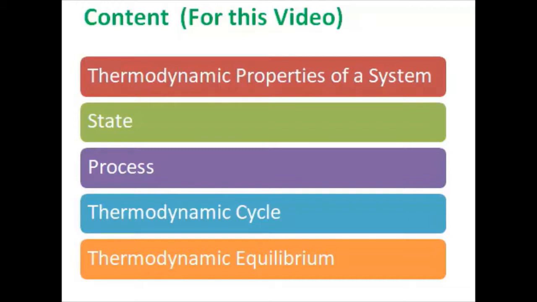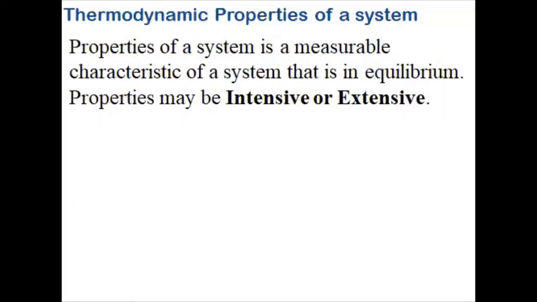So let's begin with the thermodynamic properties of a system. The properties of a system are measurable characteristics of a system that is in equilibrium. Every system has certain characteristics by which its physical conditions are described, and these physical conditions or characteristics are known as the properties of the system. For example, temperature, volume, and pressure are examples of properties. And the properties can be of two types.